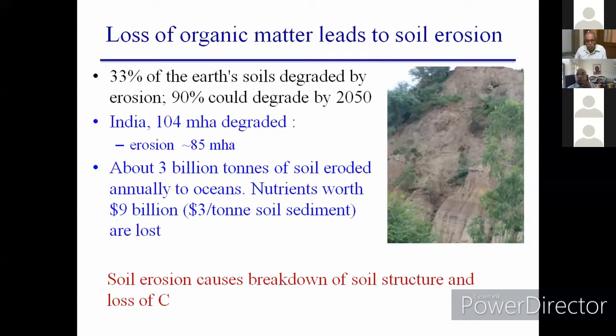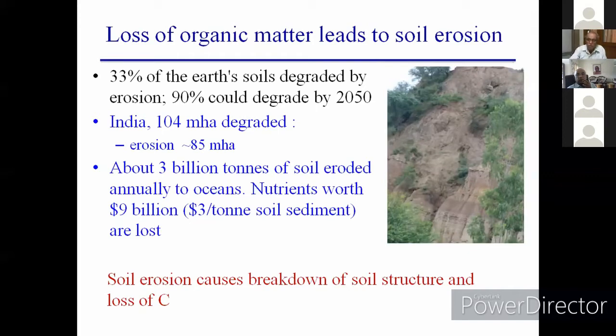And with this, it is not only soil degradation, there is a socio-economic aspect also. When soil erosion takes place, nutrients worth about $9 billion every year are lost to the sediment. So that means we are losing nutrients from soil, and we are bringing them back by putting in more money, by fertilizers. So in a way, we are having two issues: an economic issue as well as a soil health issue. And economic issues ultimately have a major bearing on crop production.